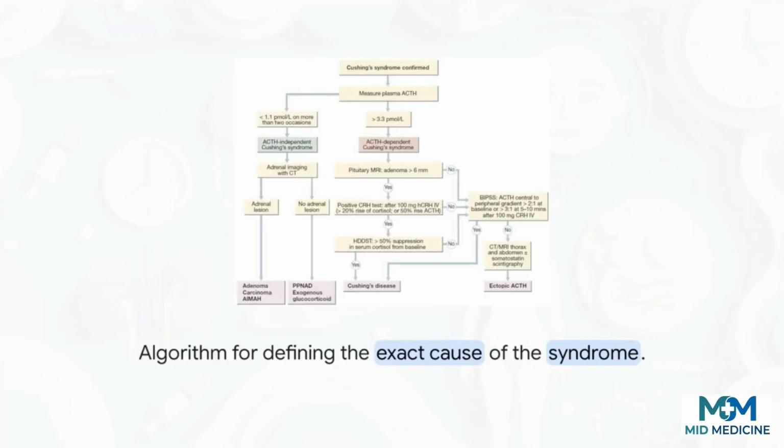The very first move here is to measure plasma ACTH. This splits our investigation right down the middle. If ACTH is suppressed and low, we know the adrenal glands have gone rogue on their own. It's ACTH independent. We head straight to adrenal imaging. But if ACTH is normal or high, we know we're dealing with an ACTH-dependent cause. The adrenals are just following orders from either a pituitary tumor or an ectopic tumor.